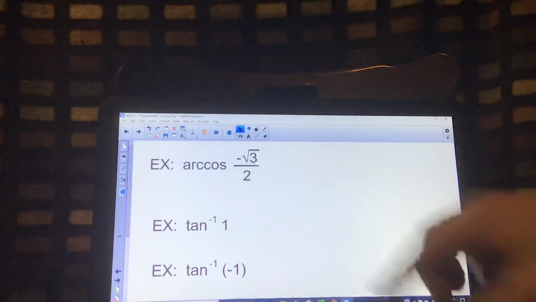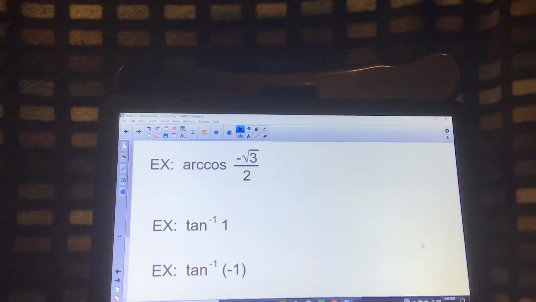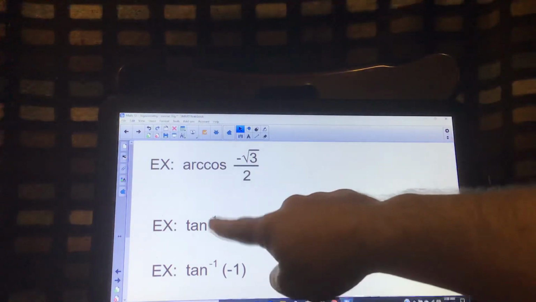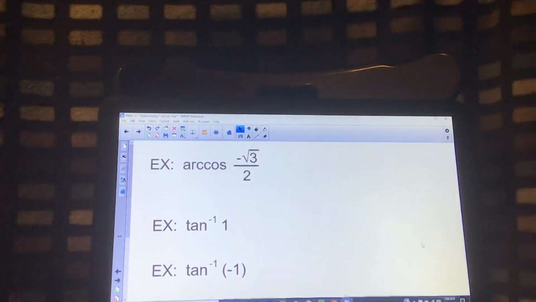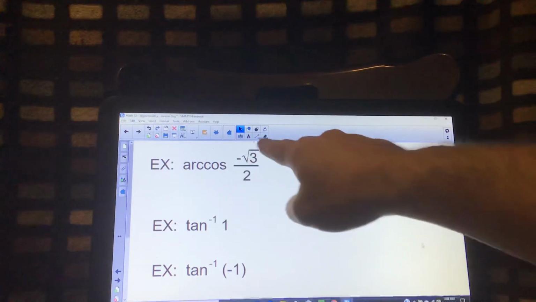So basically, arc cosine means cosine inverse. And you could also see arc sine or arc tan. So if you see an arc in front of it, it's just another way of writing the inverse. So I just decided to put that in there so we could talk about it. Arc cosine of negative radical 3 over 2. What would the answer to that be? This is asking for cosine inverse of this.